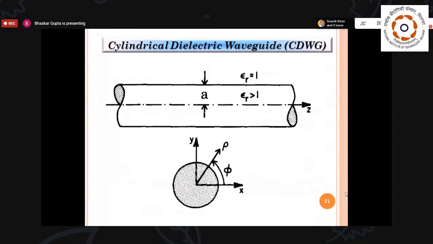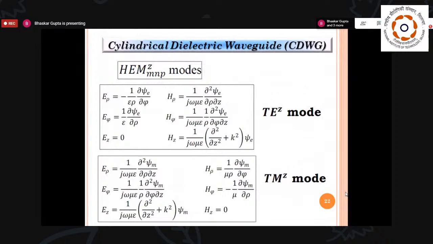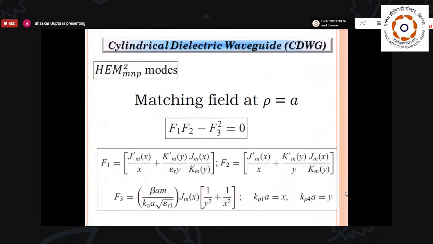So for this structure, once again, if we take three modal indices, TE to Z and TM to Z mode fields can be expanded straight away by solving Maxwell's equations as shown. It's very simple. Just using the TE and TM mode generator potentials and using the cylindrical coordinate system. Then once again by mode matching, we go for matching fields at rho equal to a, that means on the surface of the waveguide, we get a transcendental equation as shown, this F1, F2 minus F3 square. Detail of the derivation are there in our paper. I'm just telling you the principle.